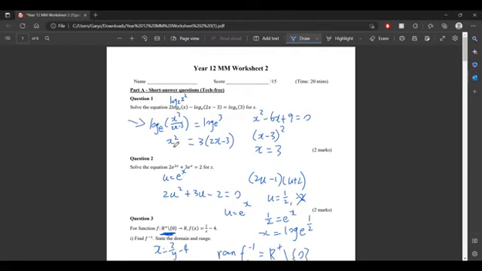Our next step is to get rid of the log. And I moved 2x minus 3 to the right-hand side here. And the rest should be quite simple. It's just a quadratic. We factorize it and we get x is equal to 3 as our answer.